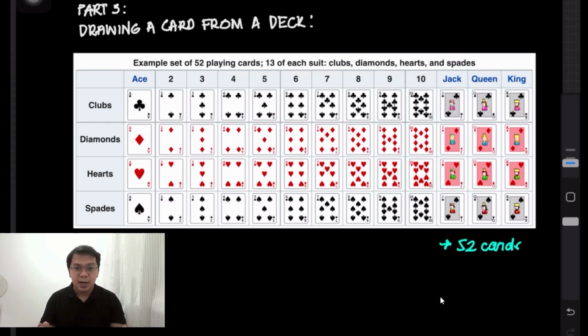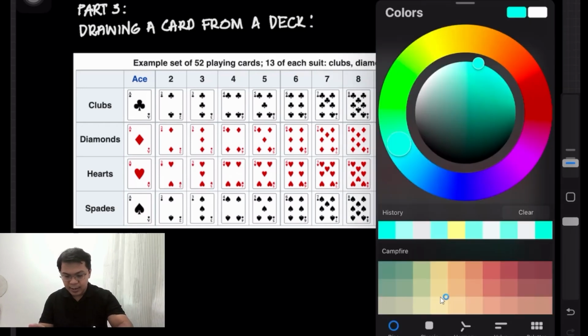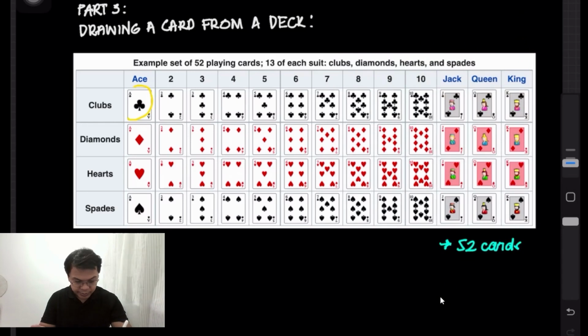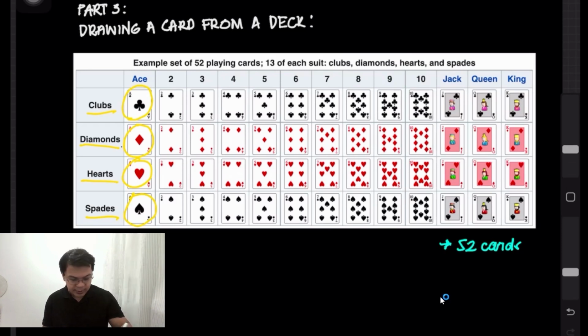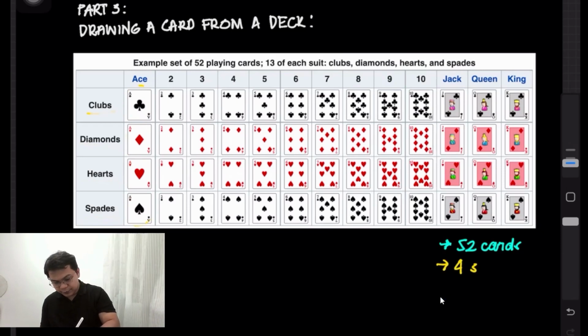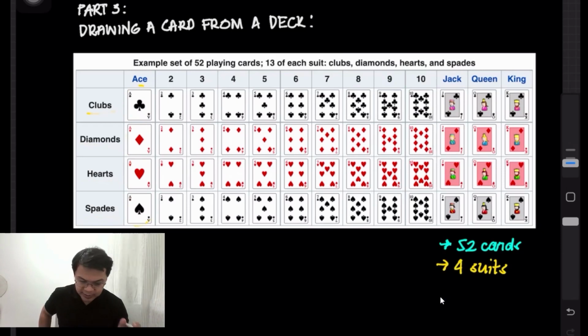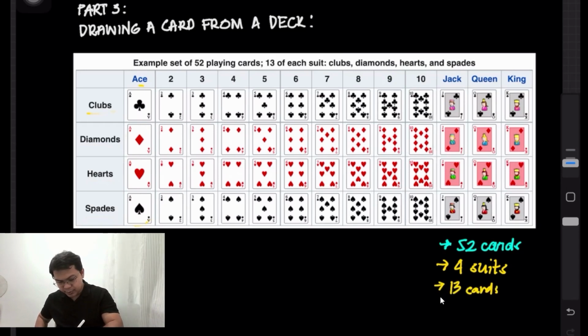So what else do we know about a standard deck of playing cards? What we know is that there are four suits: clubs, diamonds, hearts, and spades. So we have four suits in a deck of cards. We also know that each suit contains 13 cards per suit.